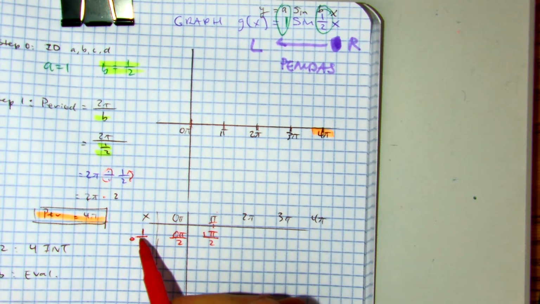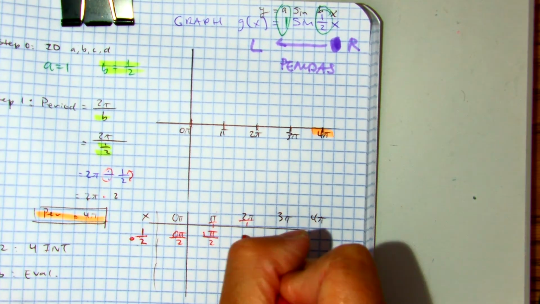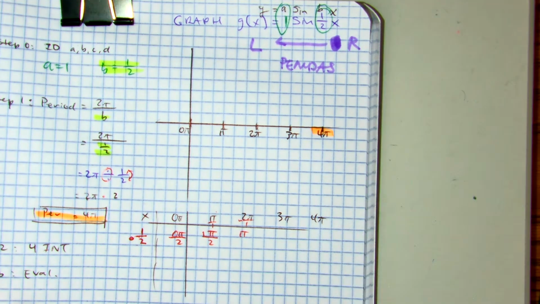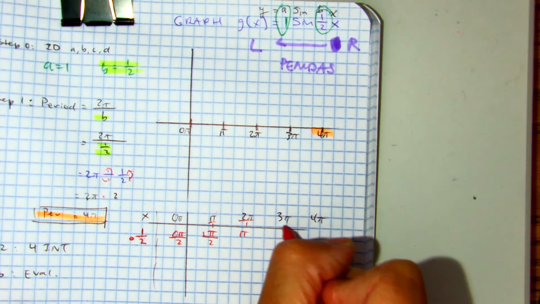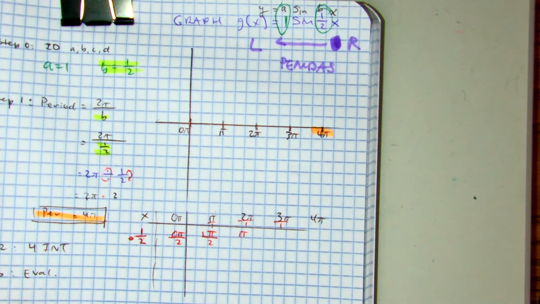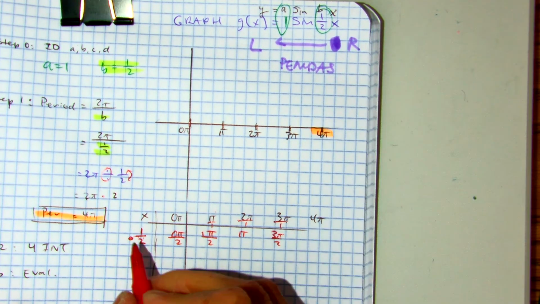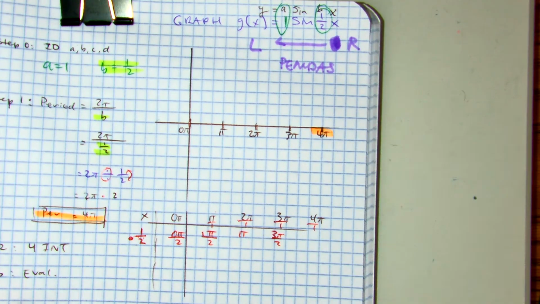1/2 times 2 pi. That's 2 pi over 2 or just pi. 1/2 times 3 pi. I'm sorry, 3 pi over 2. And then 1/2 times 4 pi. 2 pi.